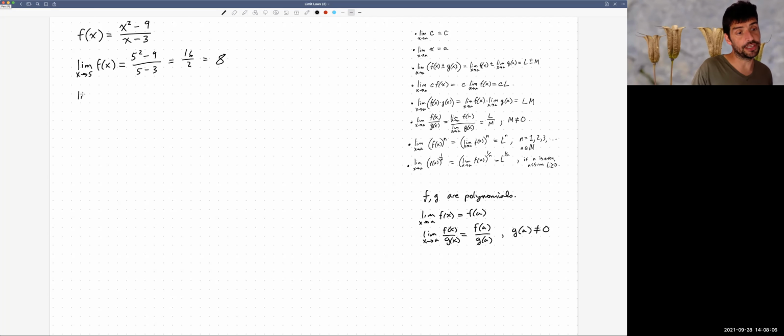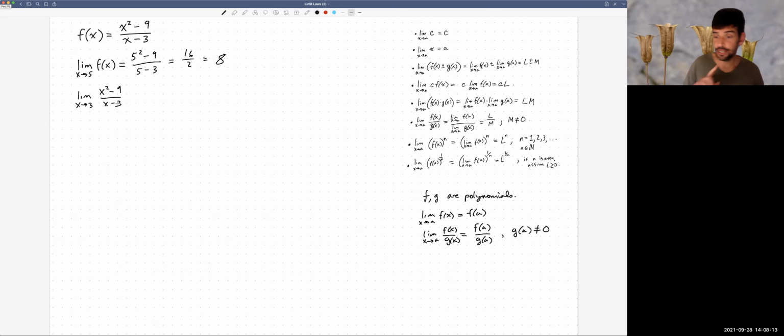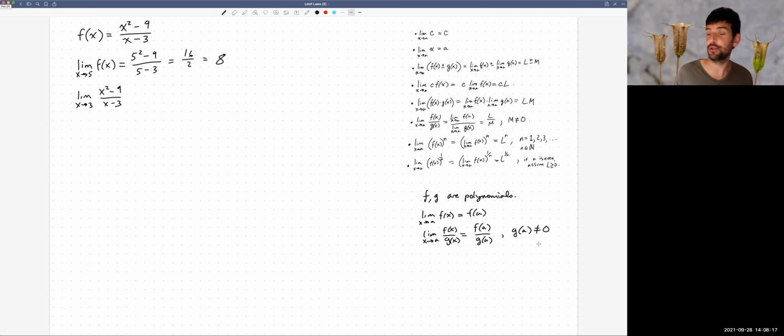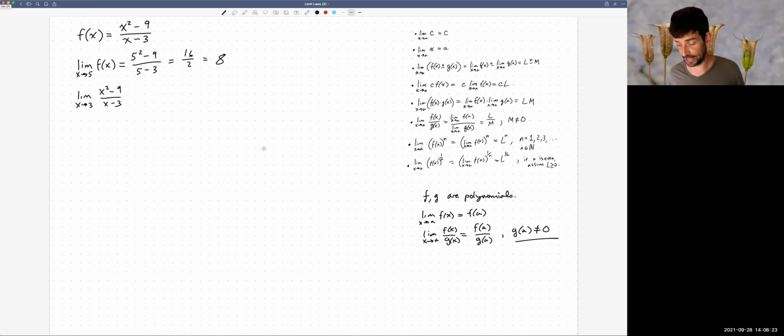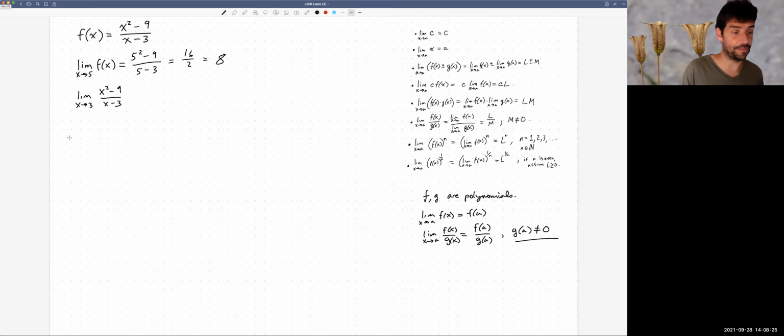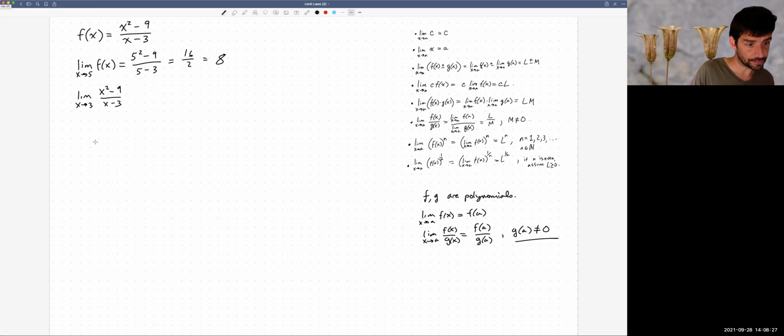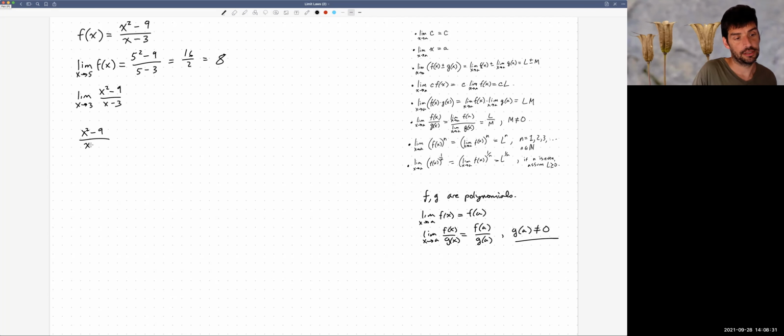The problem comes in here, because the denominator evaluated at 3 is equal to 0, and so I can't simply evaluate it. I need to do something else. Here's the something else we're going to do. If I look at this expression, I might notice that I can factor the numerator.